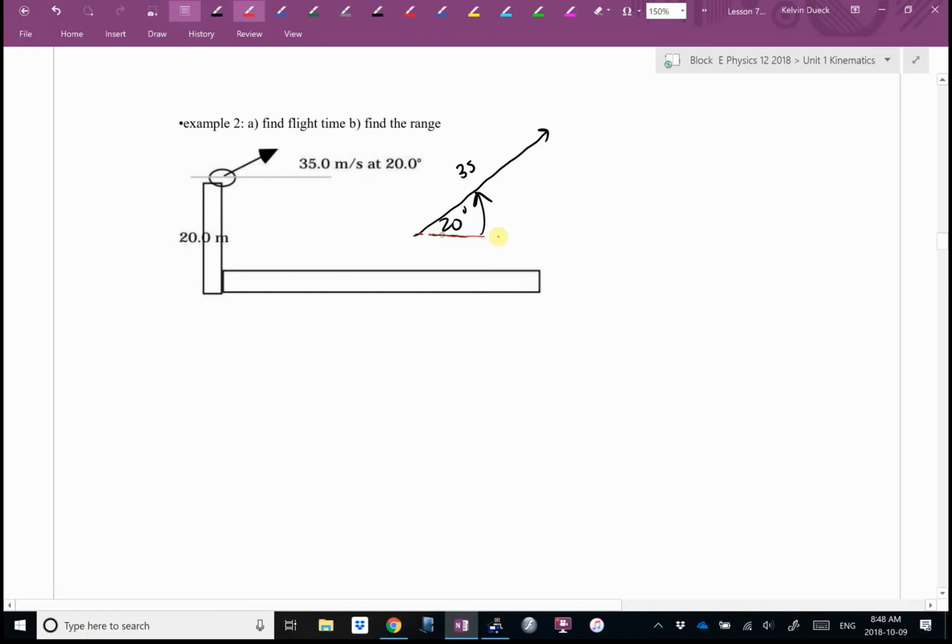Components. Vx, Vy initial. Why didn't I put an initial on the Vx? Because the acceleration horizontally is 0, so Vx initial is Vx final is Vx in the middle. Just reminding myself of that. Vy, opposite, adjacent, or hypotenuse? That 35, hypotenuse. Vx, adjacent. Okay.